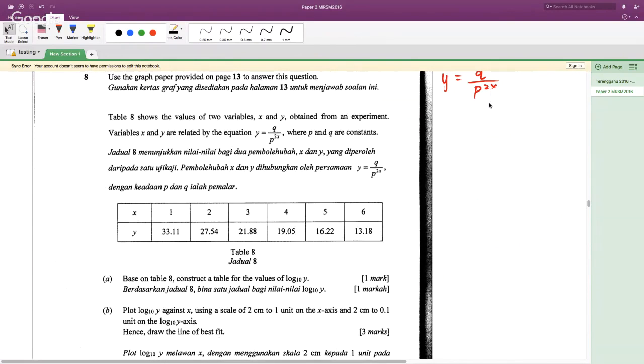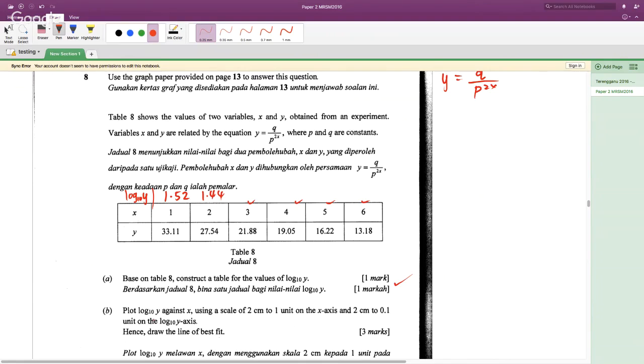Based on table 8, construct a table for the value of log 10 y. So what you basically need to do is form log 10 y by yourself. That means you use your calculator to log your values. I can show you a few values, like log 10 of 33.11. You use the calculator, you will get something like 1.52. Leave it in 2 decimal places, should be more than enough. Then the second one, log 27.54, you will get 1.44. So basically, you have to find out all the values. You have to log all your y values, and then you can form this table, and then it gives you 1 mark.